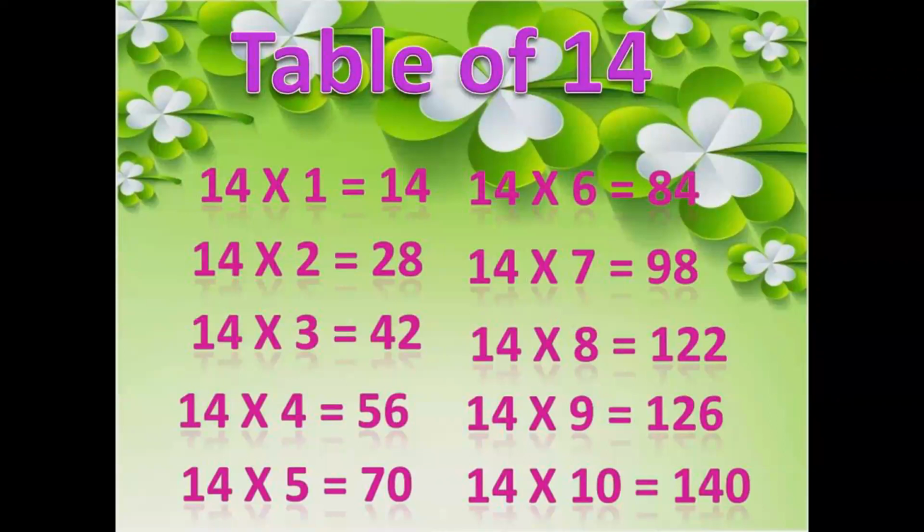Please repeat the table once again. 14 ones are 14. 14 twos are 28. 14 threes are 42. 14 fours are 56. 14 fives are 70. 14 sixes are 84. 14 sevens are 98. 14 eights are 122. 14 nines are 126. 14 tens are 140. Okay. Thank you, miss.